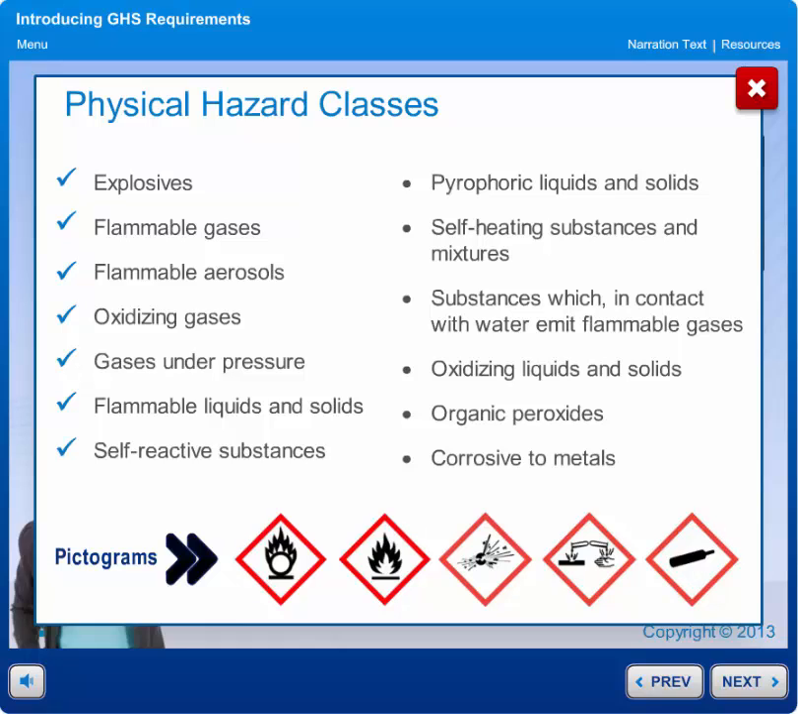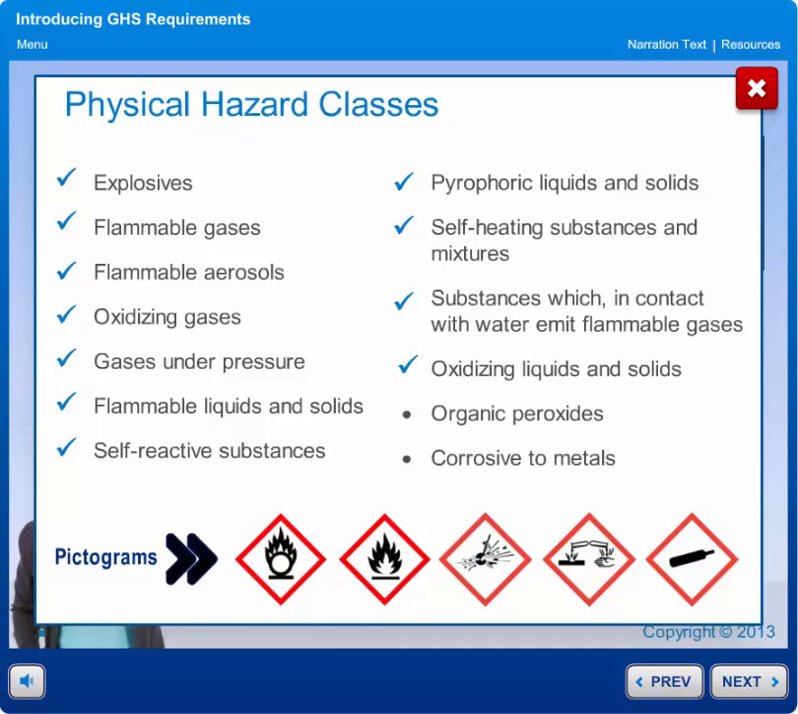Self-reactive substances are those chemically unstable that can undergo exothermic reactions. Pyrophoric liquids and solids are those that self-ignite if not handled, stored, or used under safe conditions. Self-heating substances and mixtures will generate heat. Substances which, in contact with water, emit flammable gases.